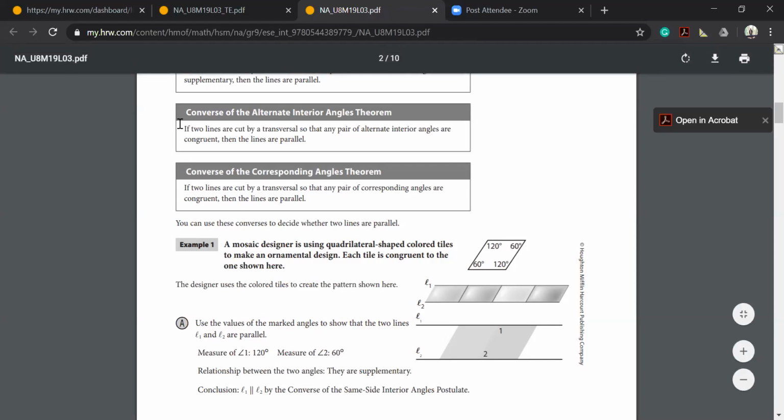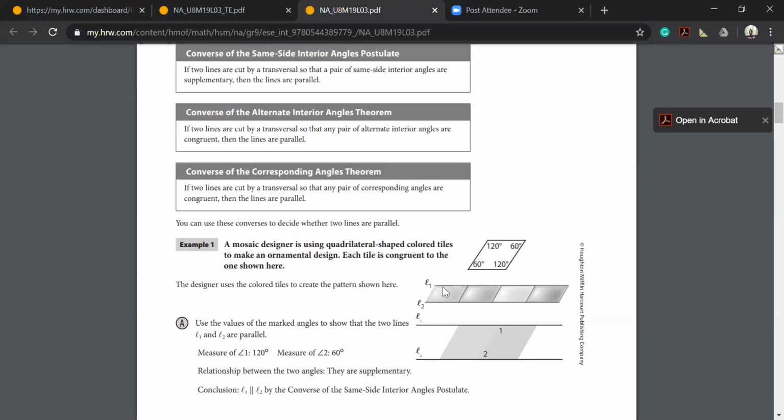Now let's use the alternate interior. This angle here is 120, right? Because it is the same as this. And this angle is 120, right? Because it is the same as this. And these two angles are in the place of which? What is the name of these two angles together? They are alternate interior. So I proved that two angles, alternate interior angles, are equal. So I can prove that the lines are parallel, using which? The converse of alternate interior angle theorem.